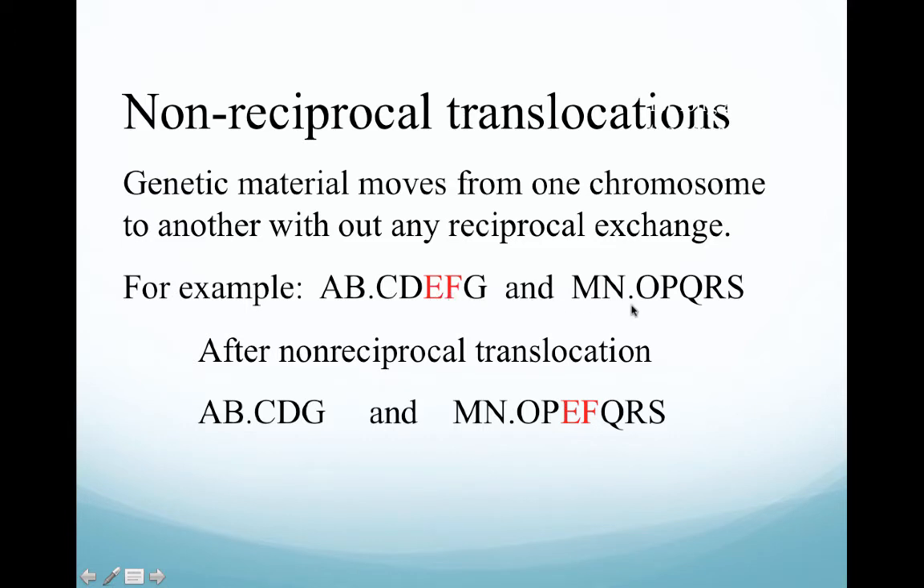And then if we were to see a non-reciprocal translocation take place on a completely different chromosome, represented here by M, N, centromere, O, P, R, and S, what it would look like is a portion of the first chromosome, and more specifically the genes E and F, would leave that chromosome and travel to the second chromosome and insert itself after the P gene.